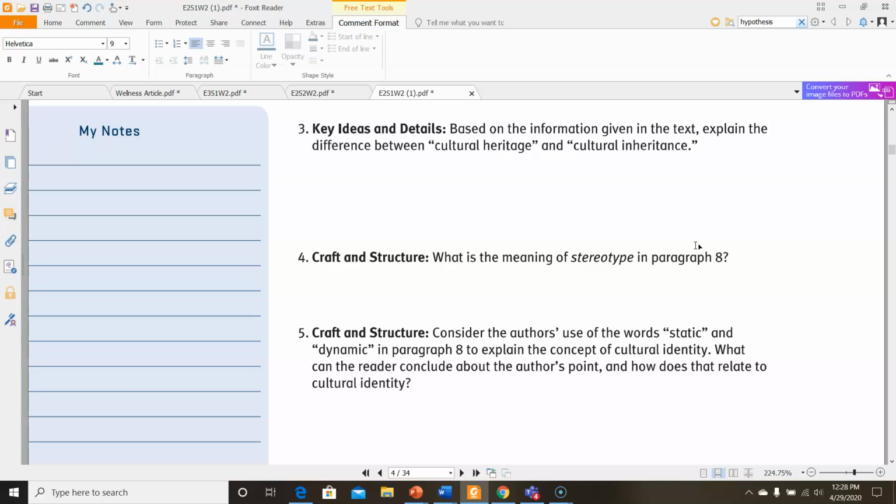For number 4, it says, what's the meaning of stereotype in paragraph 8? So you need to go down to paragraph 8, find the word stereotype, and then analyze what it means in this context, okay?